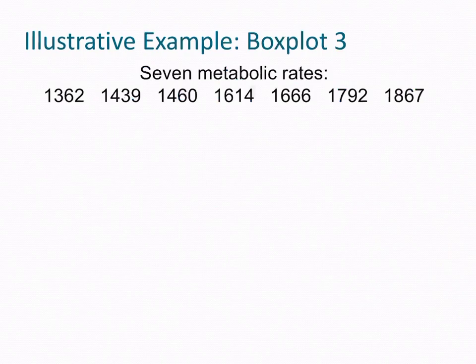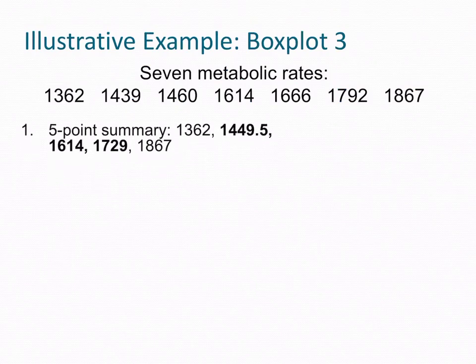So here's one more example. Box plot 3. We have 7 metabolic rates. When we do our 5-point summary, once again, we have our lowest and our maximum. We're going to find our middle value being 1614. And then we're going to include, using Tukey's method, right?